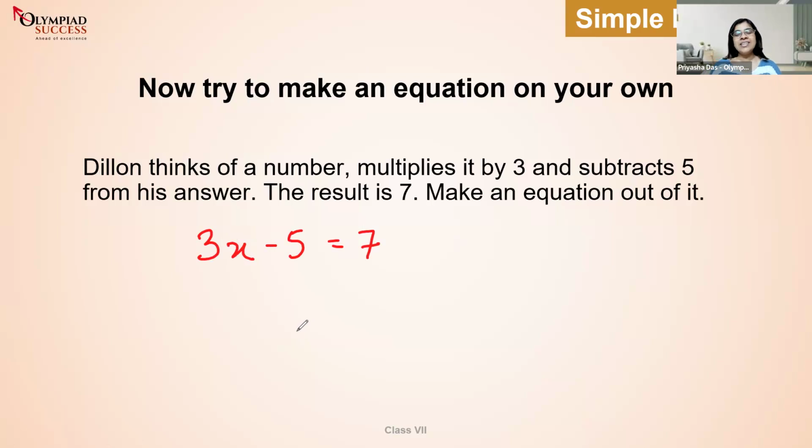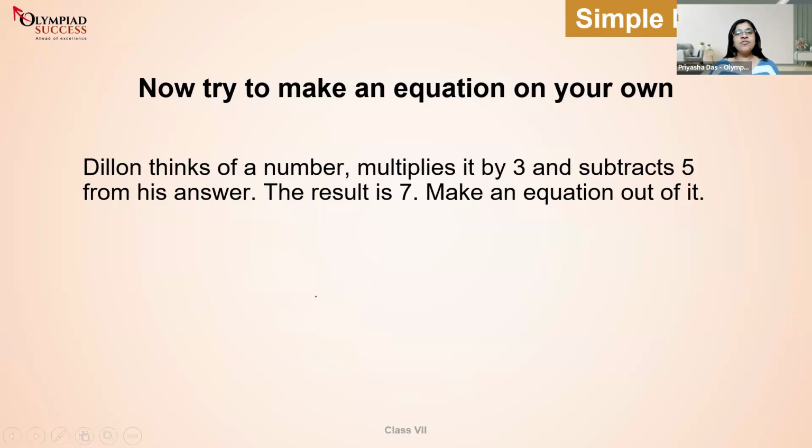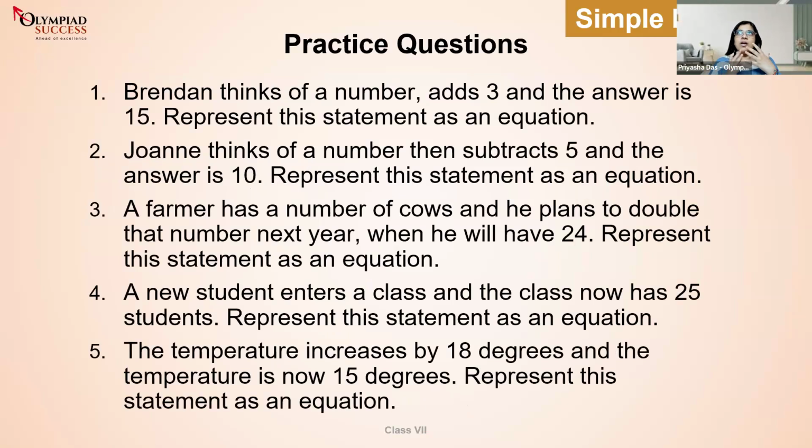What number has Dylan thought of? The 5 will come on the right hand side and become plus 5. So 3x is equals to 7 plus 5. And 3x would become 12. And x would become 12 upon 3. That is 4. So the number he thought of or she thought of was 4. Cool, right? Everyone got it right. Good job. Now, how is this happening? The shifting is nothing but a change of operations.